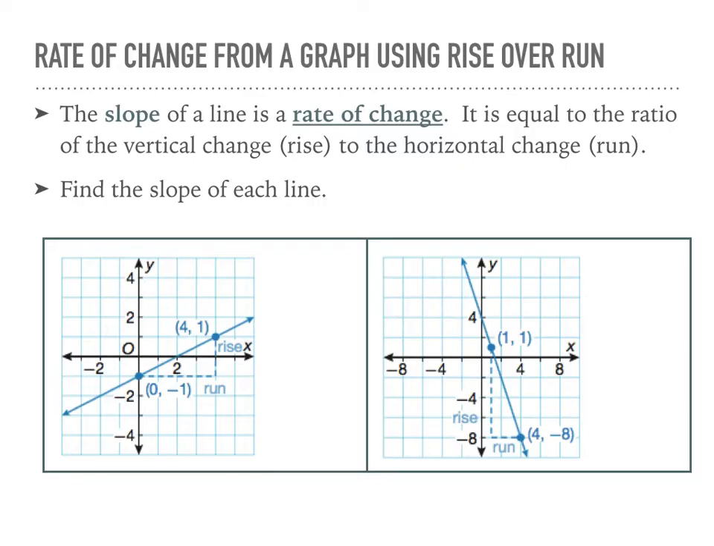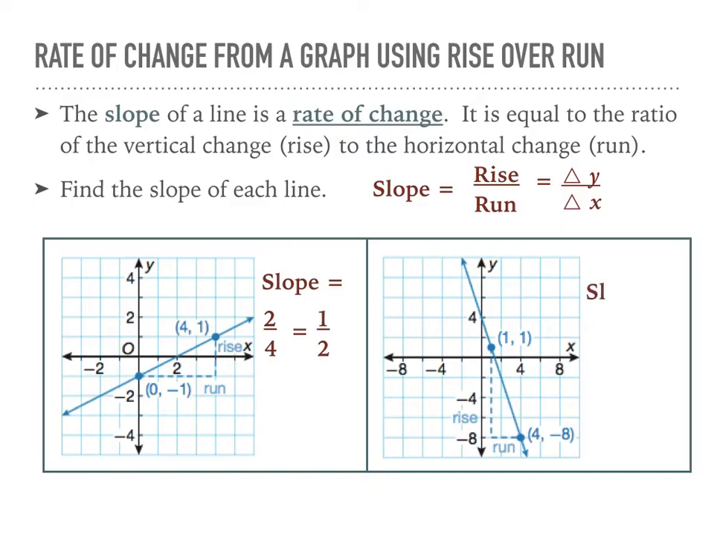So in the first graph, with a positive rate of change, the rise is 2 and the run is 4. The slope of this line, or the rate of change of this line, is 1/2. Now the second linear function has a negative rate of change. The rise is -9 and the run is 3. The slope of this second linear function is -3.